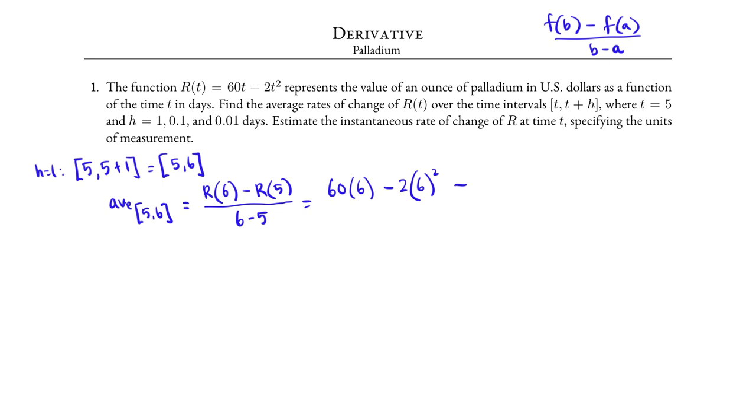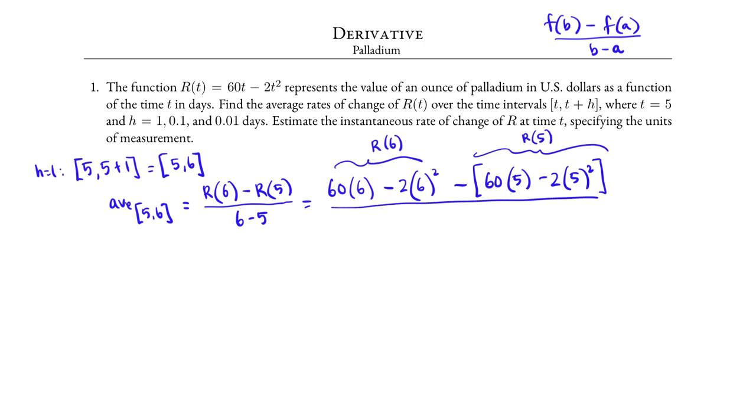Minus, this is only r of 6. We still need to subtract r of 5. R of 5 has 2 terms, so we put this in brackets. R of 5 is 60 times 5 minus 2 times 5 squared. Again, we simply replace t with 5 to obtain r of 5, over 6 minus 5, which is 1.